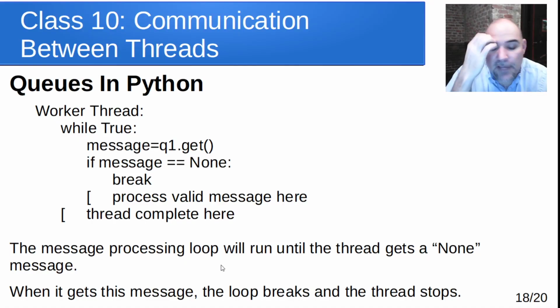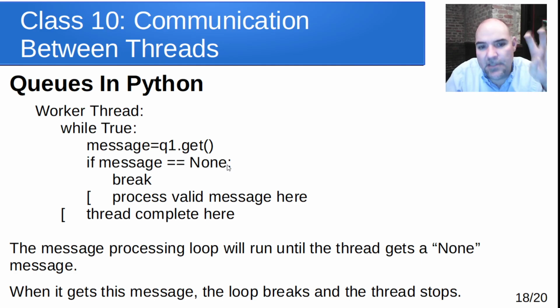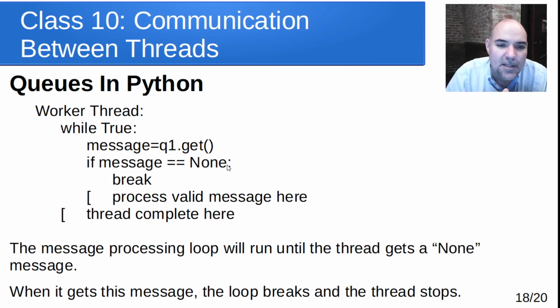So when it gets that special sentinel message, that can break the loop. Now, it doesn't have to be None. You can put other things. You can put a string that's like quit or stop or something else. Or you could even put something in there that says, if after I did that get, the queue is empty, we could do Q1.empty(). And if that's true, break. We could do it so that when the queue runs out of things, we exit.